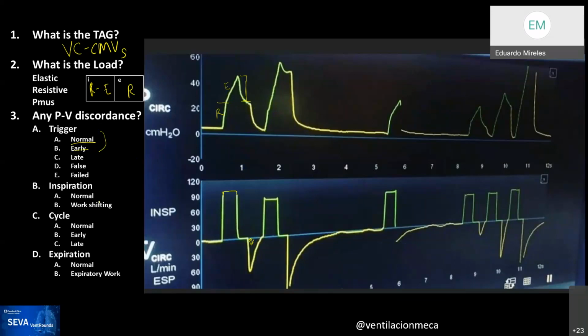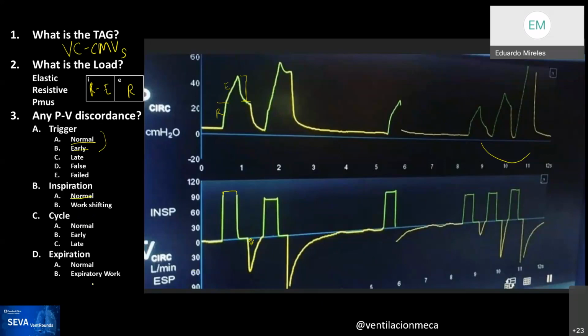The inspiration, I didn't see any work shifting, any clear work shifting, unless there's something under this one. And actually, maybe I'm right here, and this is an early trigger, and then it triggers another one. This is a major inspiratory effort, but doesn't really make sense. Something is triggering these breaths one after the other. So I don't see any work shifting or any major work shifting. I'm gonna call it normal.